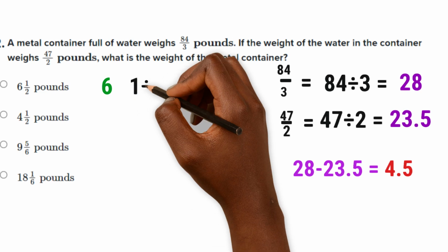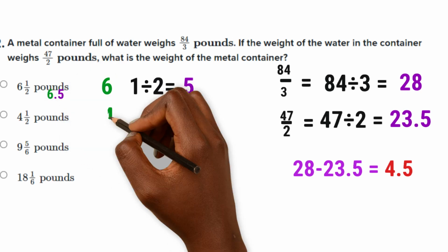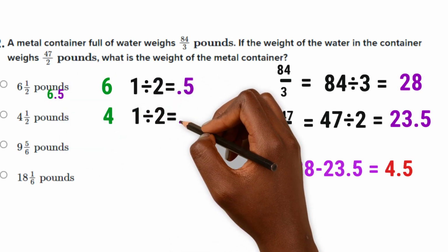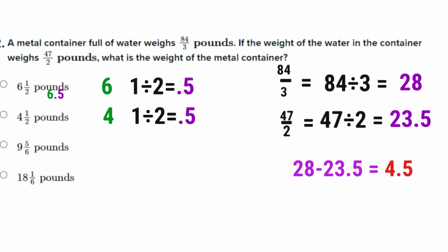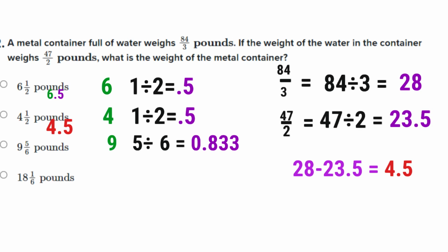Again, none of our answers look that way. So we're familiar with the whole number, which is 6. So we just need to work with our fractions. So that gives us 6.5. Using the same methods, we're going to divide 1 divided by 2. That gives us 0.5, which will be our answer because that will come out to 4.5. Again, we want to check ourselves, so I'll go ahead and finish up these last two answer choices to show that they're not the correct answer.